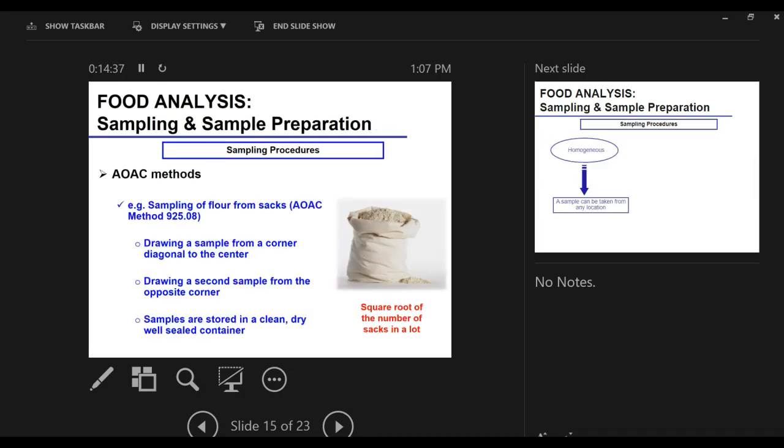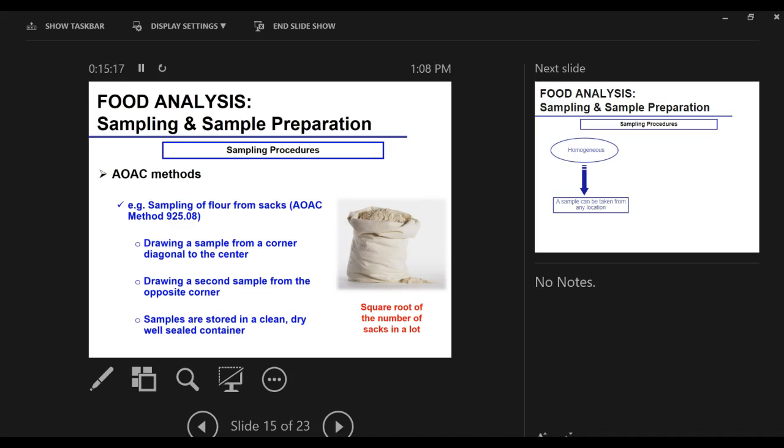So this is an example of a sampling procedure. Within the sampling plan, after size, we determined how many samples we're going to pick out. Now, how do we pull out these samples? This is a simple example of flour sampling, an official method for sampling flour from AOAC. Let's say you are a flour mill producing bags and bags of flour, and you want to test a certain quality of that flour. How are we going to do it?